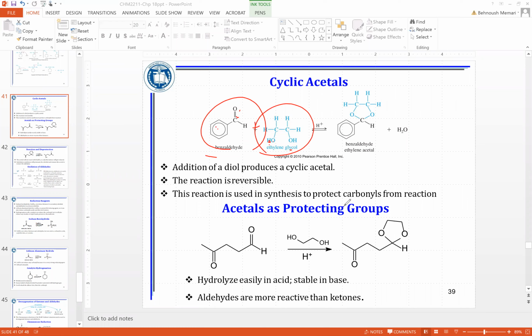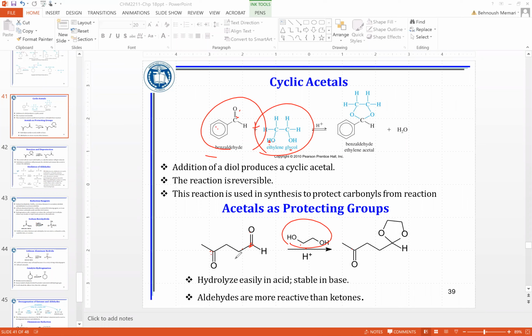Acetals as protecting group. So if you have 2 groups, let's say an aldehyde group and a ketone group, which one is more reactive? Aldehyde is more reactive than ketone. So when you bring the ethylene glycol, it's going to react with the aldehyde and not the ketone.